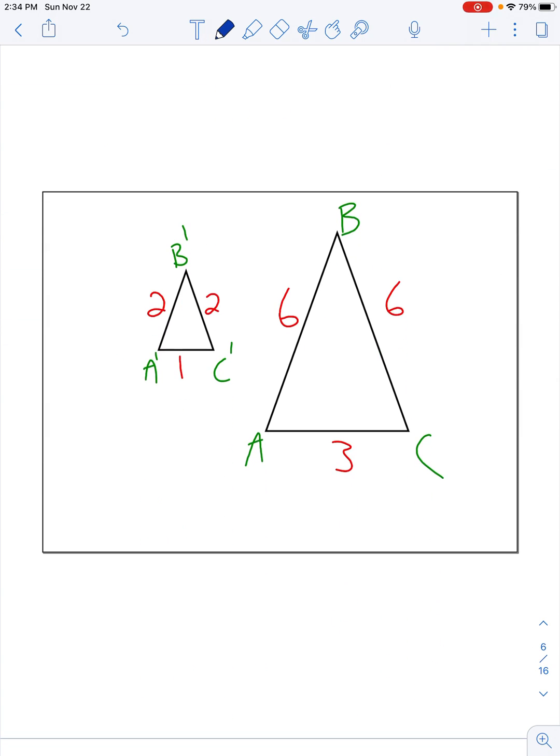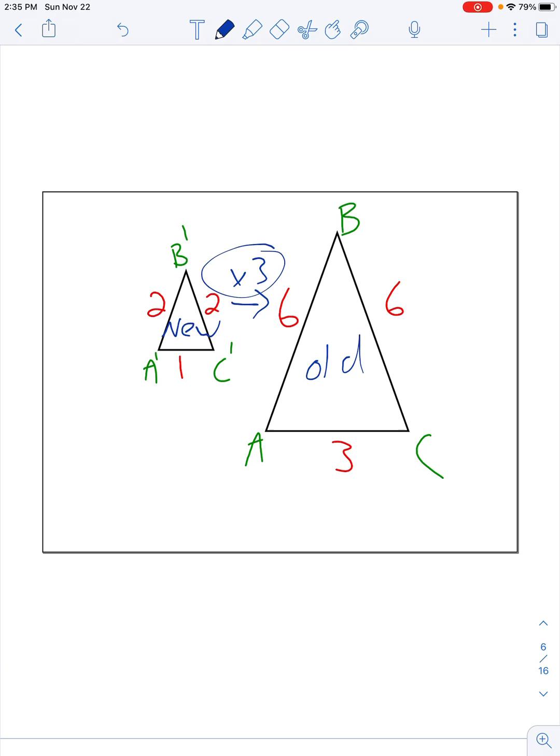Now, typically, people will look at this problem and say, okay, it's a dilation, and I'm going to go 2 to 6 and multiply by 3. But we need to be careful. Remember, there are new figures and old figures. Our new figure is the A prime, B prime, C prime. The old figure is the A, B, and C.